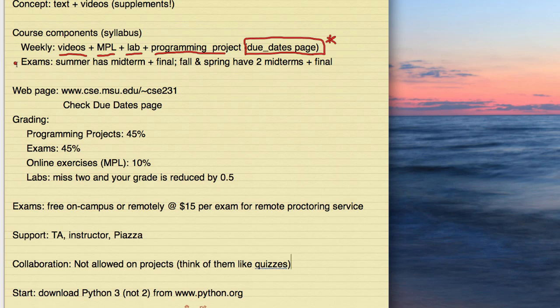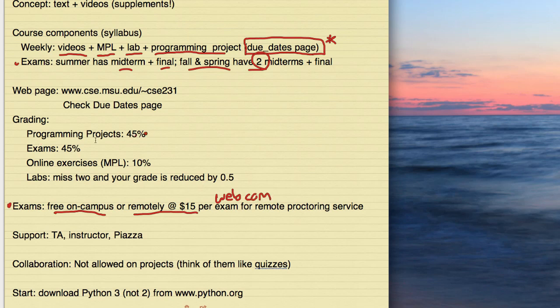And then there are exams. In the summer we have a midterm and a final. In the fall and spring semesters we actually have two midterms and a final. When we do those exams, if you happen to be on campus, I get a room and I will proctor them at no charge. If you want to do them remotely, the service that I use charges $15 per exam, and you have to have a webcam. Those are the only requirements.